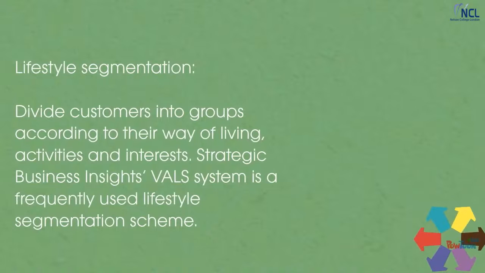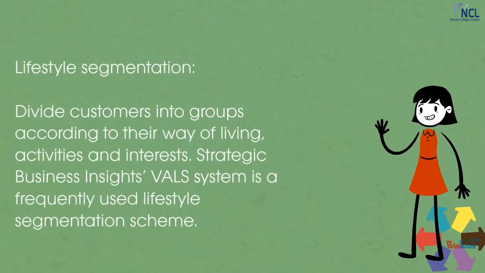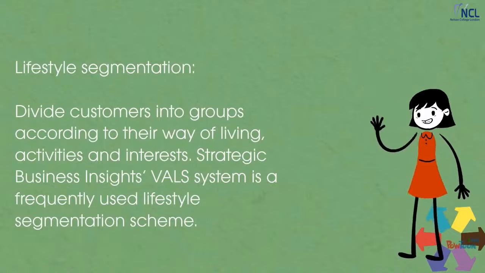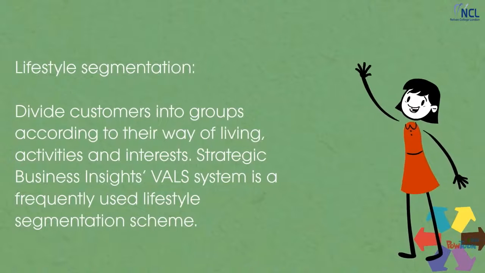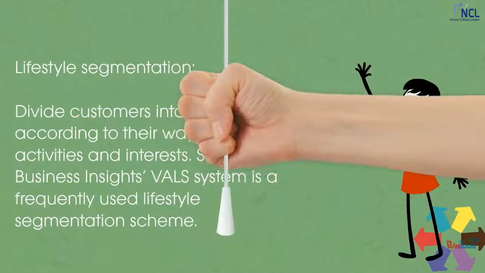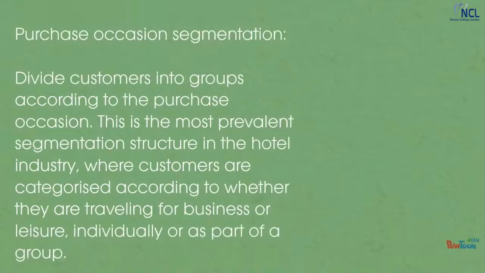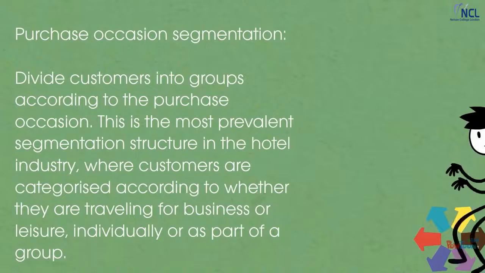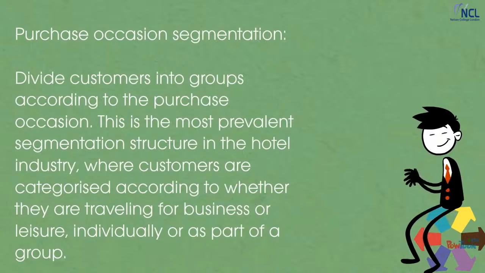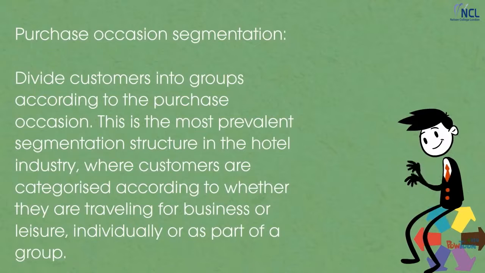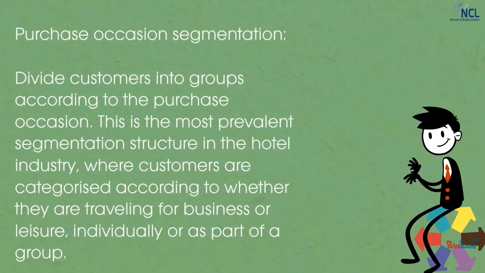Lifestyle segmentation divides customers into groups according to their way of living, activities, and interests. Strategic Business Insights' VALS system is a frequently used lifestyle segmentation scheme. Purchase occasion segmentation divides customers into groups according to the purchase occasion. This is the most prevalent segmentation structure in the hotel industry, where customers are categorized according to whether they are traveling for business or leisure, individually or as part of a group.